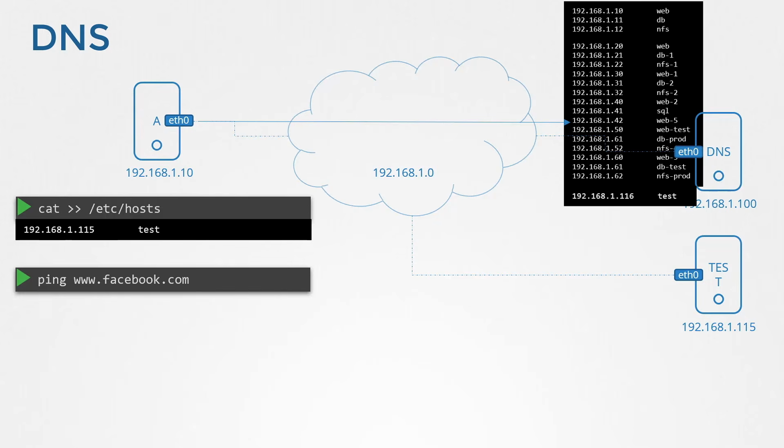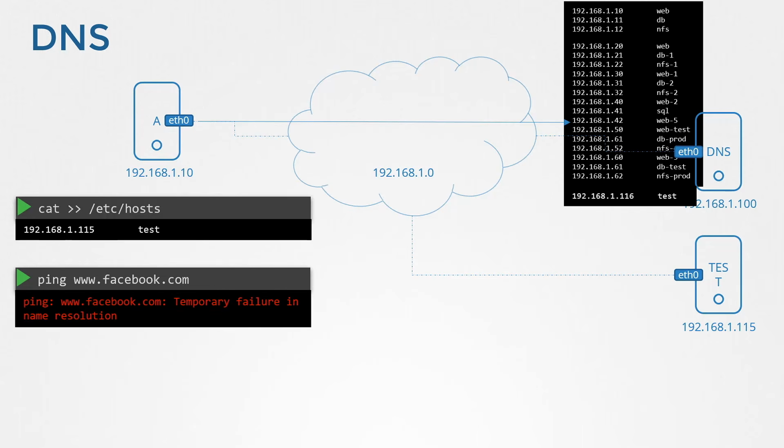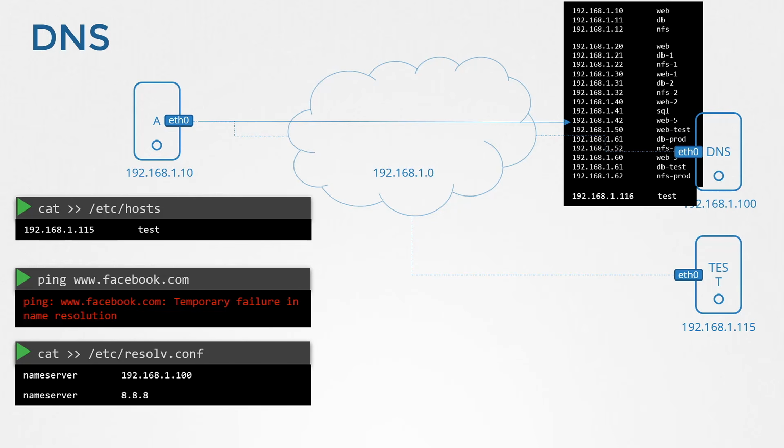For example, I try and ping www.facebook.com. I don't have facebook.com in my /etc/hosts file, and I don't have it in my DNS server either. So in that case, it will fail. You can add another entry into your resolv.conf file to point to a name server that knows Facebook. For example, 8.8.8.8 is a common, well-known public name server available on the internet, hosted by Google, that knows about all websites on the internet.